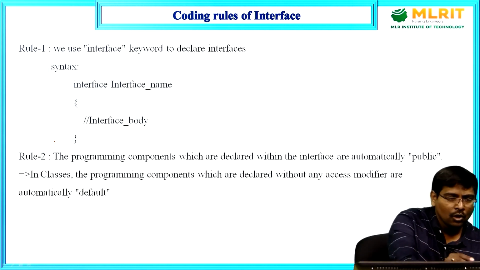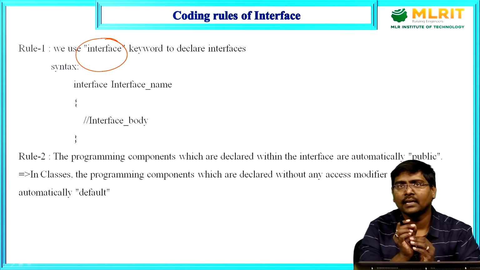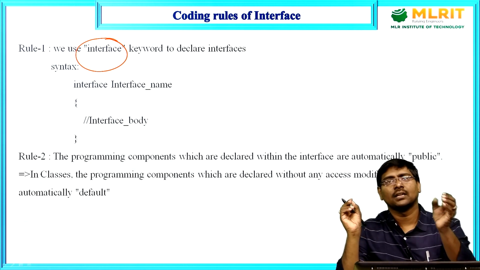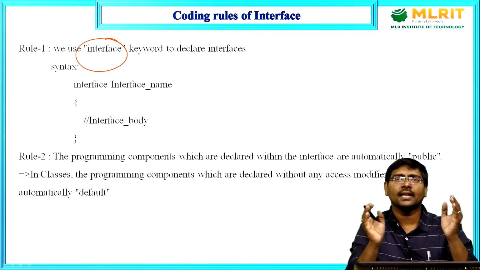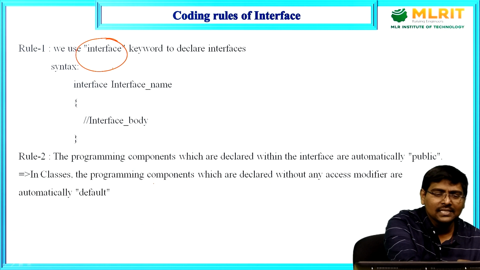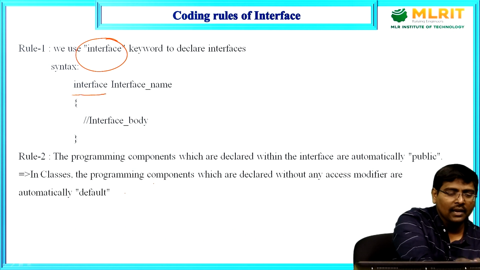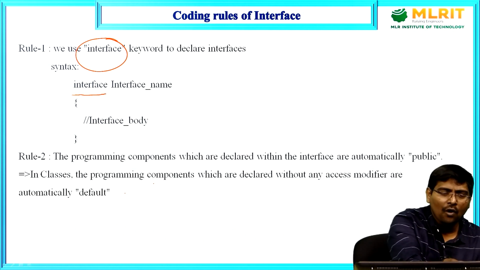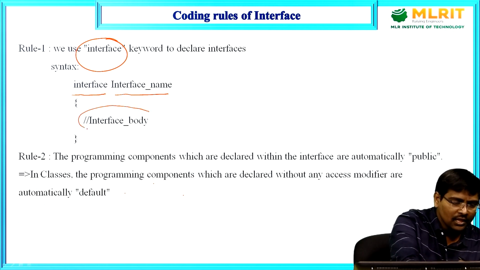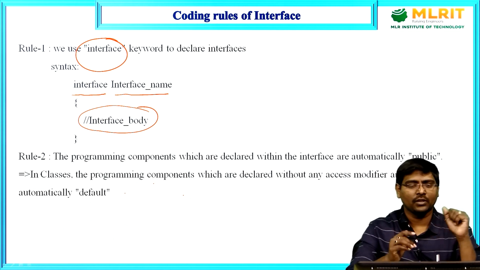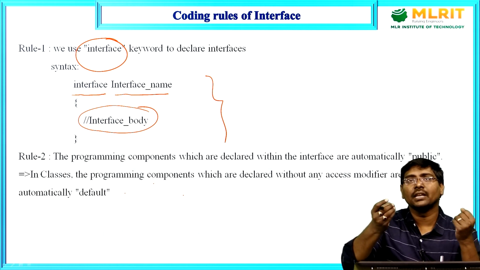The first one, we are using the keyword interface. To define a class, we are using the keyword class followed by class name, and within this we are writing some set of statements. Exactly, interface is the keyword which is used to declare the interface. The keyword is interface followed by the name of the interface. Opening, closing, within that you are writing the body of the interface. This is my first step: the way we declare an interface in our application.